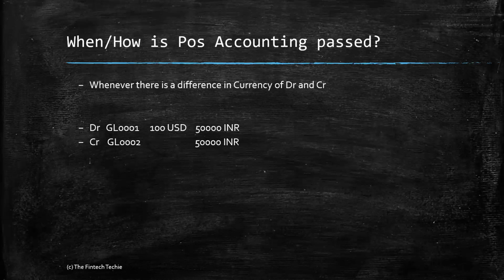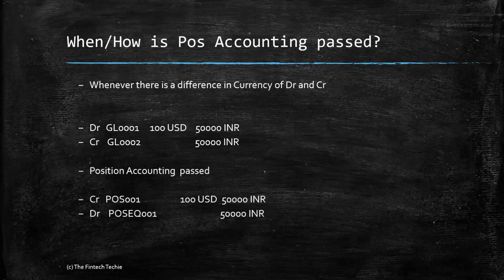Now what happens here is that the LCY or the local currency is balanced. So obviously the balance sheet which is taken in LCY will be balanced. Now in FCY, it is not balanced because USD 100 is debit. It's hanging in the debit balance. So a position accounting is passed immediately, online, real time.